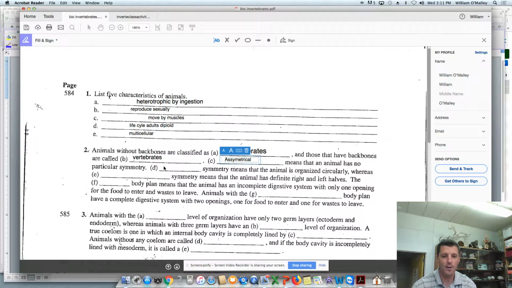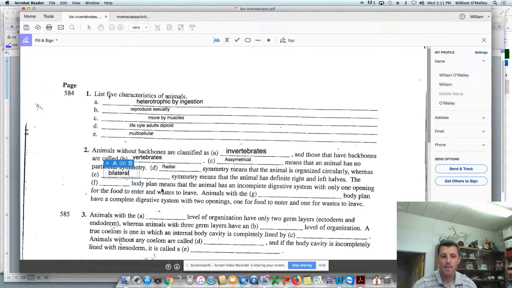What kind of symmetry means that they're circular? Bella? Radial. Radial symmetry. Okay? And then what kind means that they have a definite right and left half, Sophia? Bilateral.